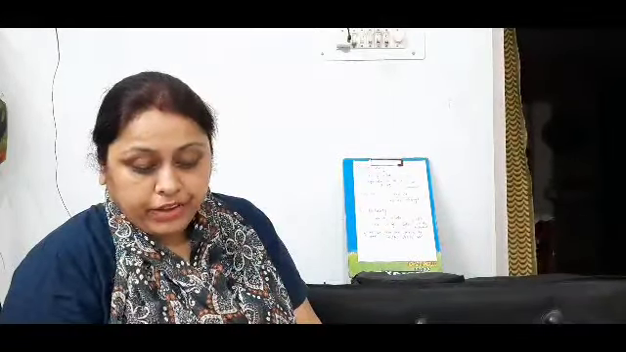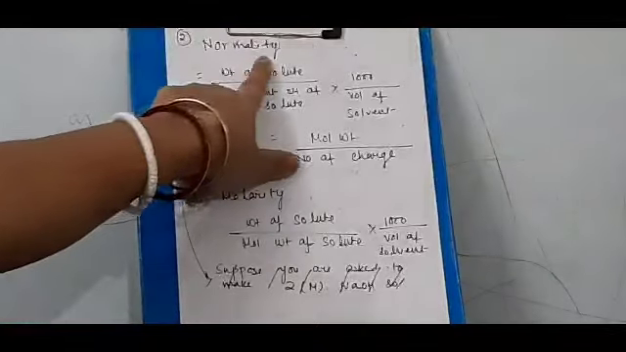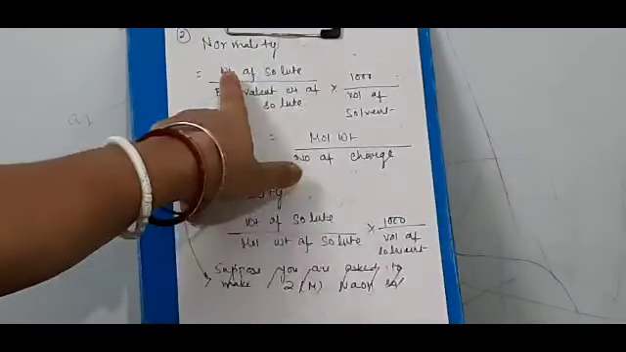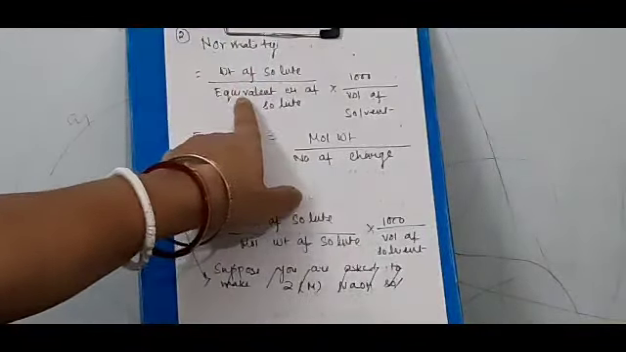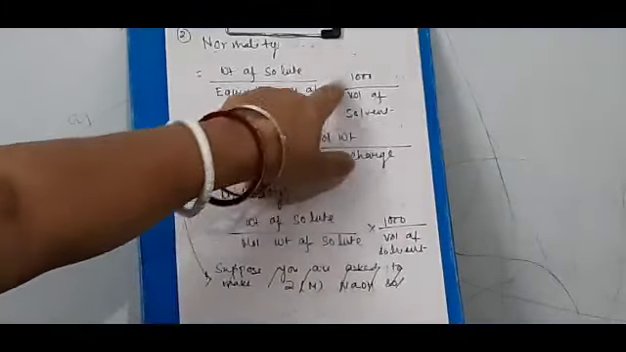Next one is normal solution. What is a normal solution? A normal solution of a substance is that solution which contains 1 gram equivalent weight of it per liter of the solution. We will express it as normality. What is normality? Normality is weight of the solute divided by equivalent weight of the solute into 1000 divided by volume of the solution.